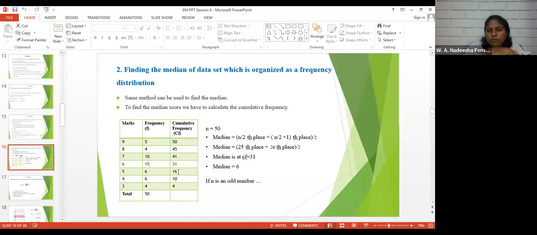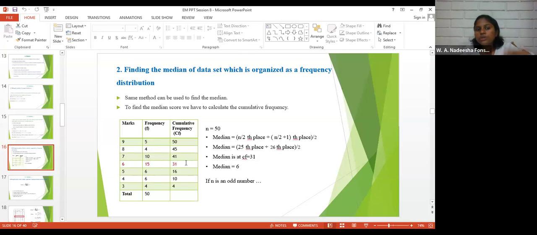Up to 16 students there are only 5 marks. Then up to 31 students there are 6 or below marks. So here we need the 25th place value and the 26th place value. You can see that the 25th and 26th places are inside this column. Up to 16, it is 5 or below. Up to 31, there is 6. So the 16th student took 5 marks.